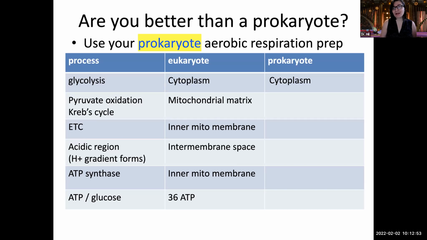And if you cast your mind back to chapter 4, that last thing we talked about right before the test, mitochondria are thought to have evolved from bacteria, prokaryotes. So prokaryotes are kind of like their own independently living mitochondrion. So they don't have a mitochondrion inside the mitochondrion, right? So glycolysis happens in their cytoplasm. Where does the pyruvate oxidation step and the Krebs cycle happen?